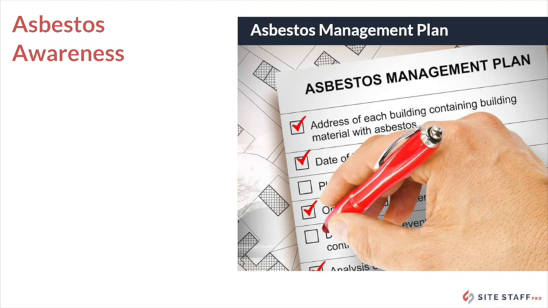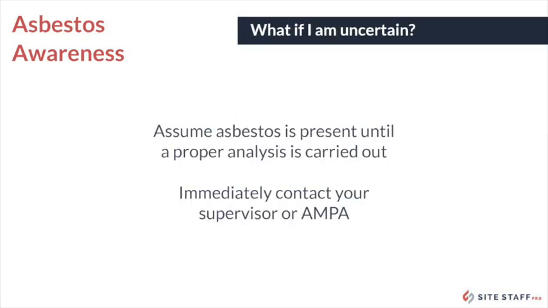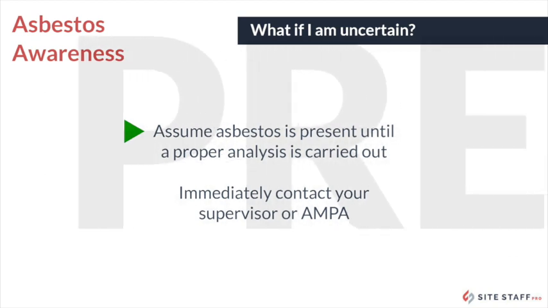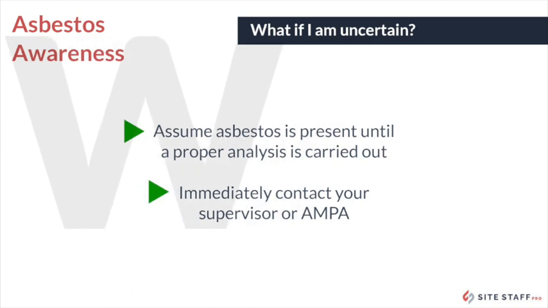Many companies choose to keep their asbestos management plan and their asbestos or hazmat reports in a yellow occupational health and safety binder. What's important is to find where your company keeps yours. If you're uncertain about whether material in your workplace contains asbestos, you should assume asbestos is present until such time as a proper analysis of the material can be carried out. Immediately contact your supervisor or Asbestos Management Program Administrator. It's always better to be safe than sorry.